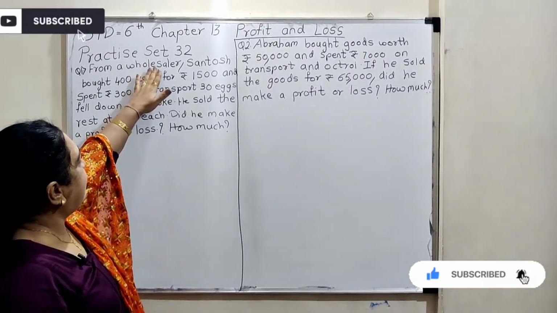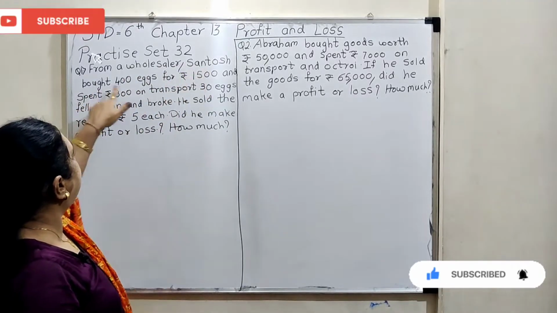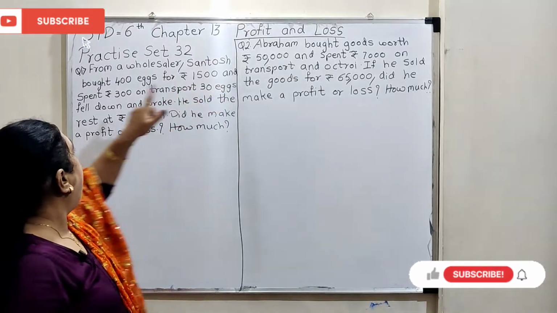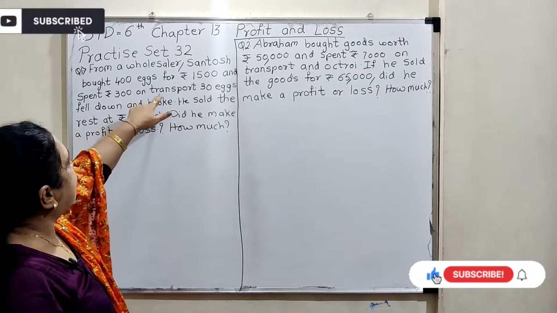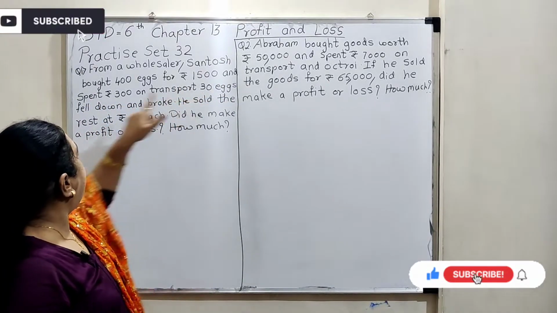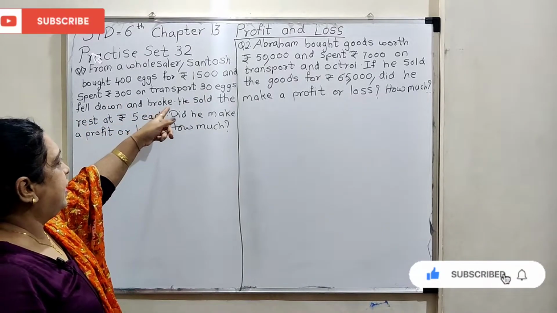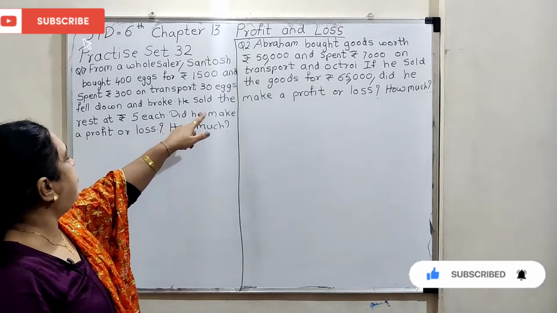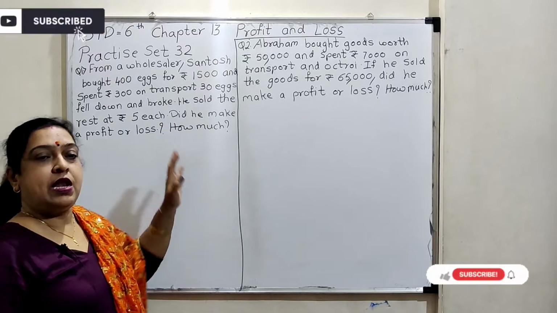From a wholesaler, Santosh bought 400 eggs for rupees 1500, and spent rupees 300 on transport. 30 eggs fell down and broke. He sold the rest at rupees 5 each. Did he make a profit or a loss?